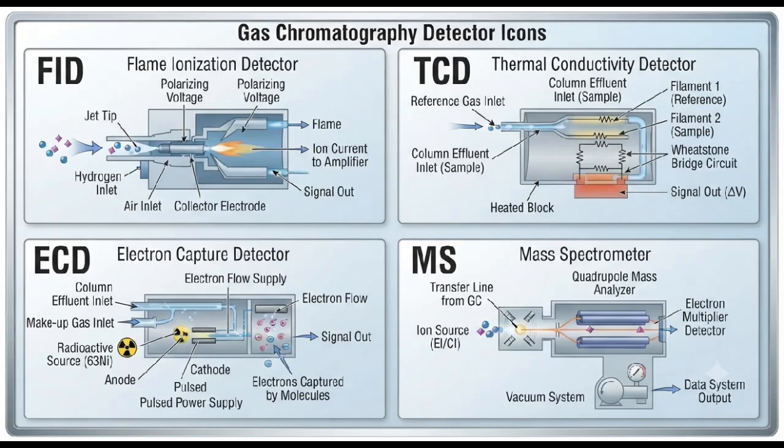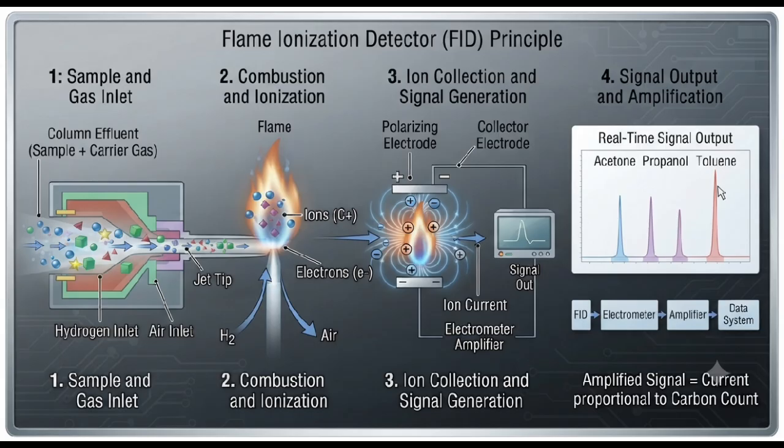One of the most widely used GC detectors is the flame ionization detector, or FID. In FID, organic compounds reaching the detector are burned in a hydrogen-air flame, producing ions. The resulting electrical current is measured and converted into a detector response. FID is widely used because of its sensitivity to many organic compounds and its broad application in routine GC analysis.